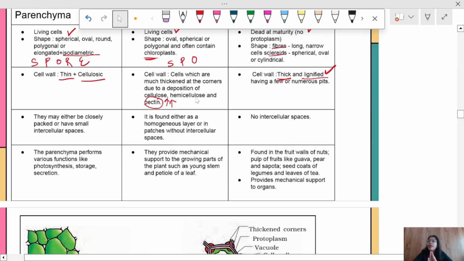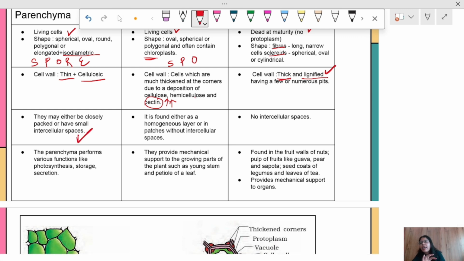Now this is done. Now they may either be closely packed or have small intercellular spaces. For parenchyma cells, please remember, either they can be closely packed or they can have small intercellular spaces. Small intercellular spaces are present here, right?